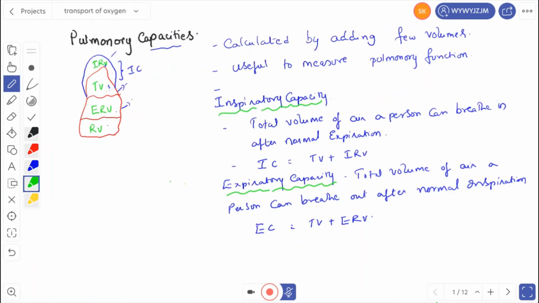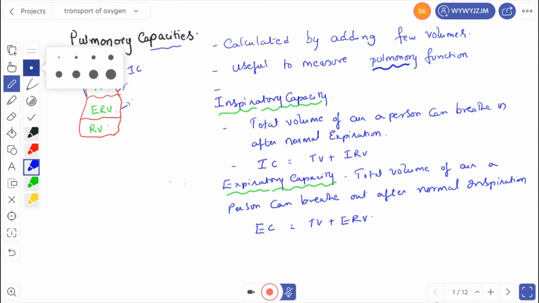We'll continue. The next one is pulmonary capacities. How do you calculate the pulmonary capacities? Pulmonary capacities can be calculated by adding the pulmonary volumes. What is the use of these pulmonary capacities? Pulmonary capacities are useful to measure the pulmonary functions.